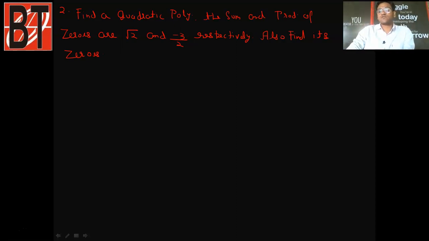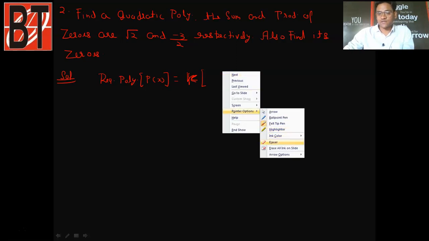First of all, we have to write the expression. So in the same manner we did in the last question, we will be writing the expression. Solution. Required polynomial, say p(x), is going to be k into, where k is any real number. Or you can take the value of k as 1 in the next step.